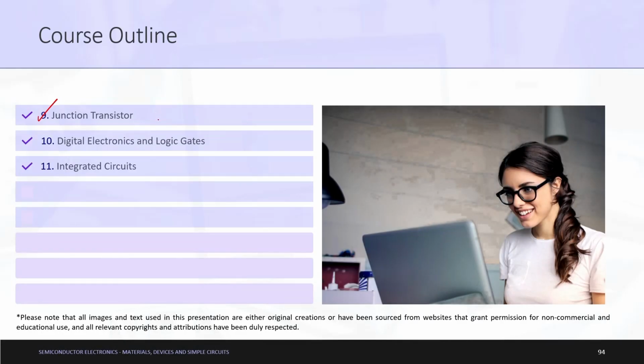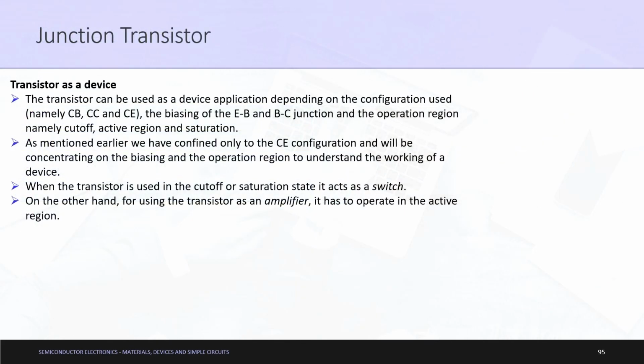In the last lecture we understood the working of a transistor as a switch. Let me revise that once again, and then we can move forward with transistor as an oscillator. After this is complete, we will move on to the final concept, that is digital electronics and logic gates, and finally a small concept about integrated circuits. So, let us begin our discussion.